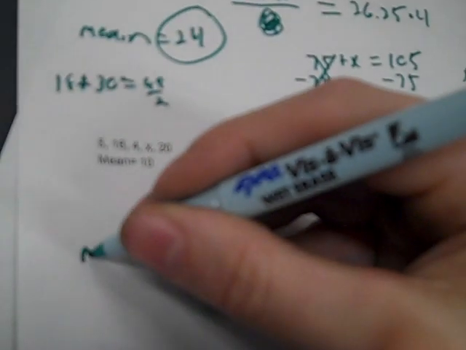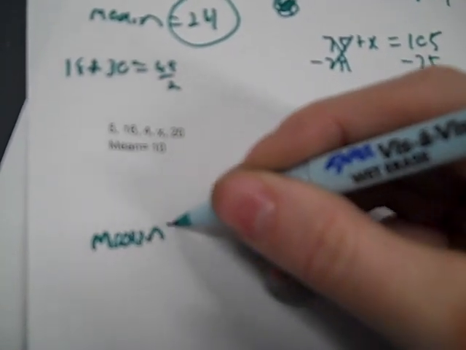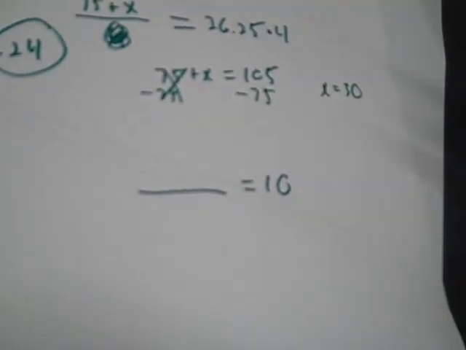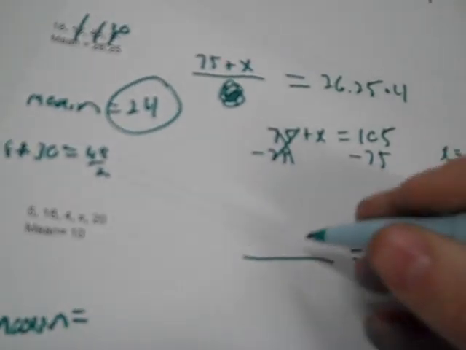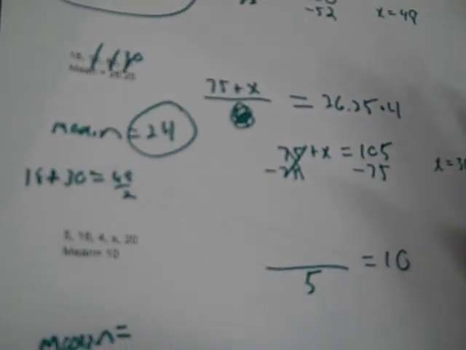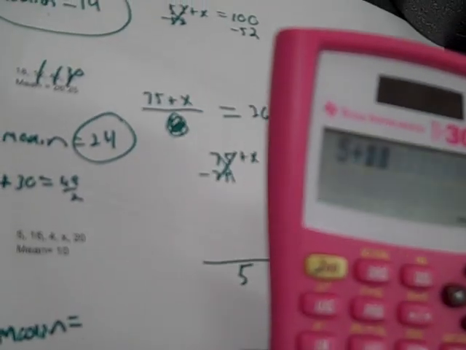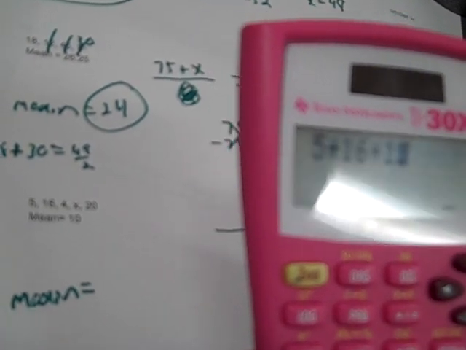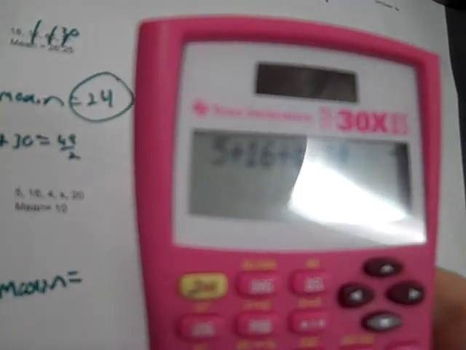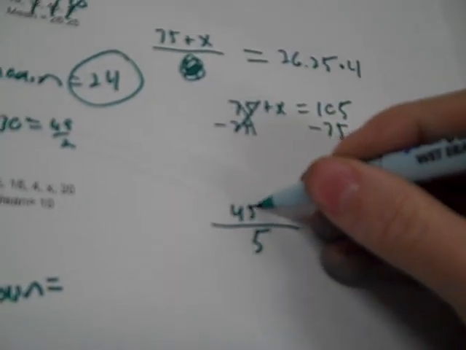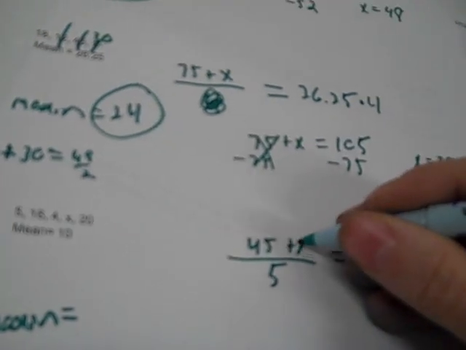Well, you can write an equation based off the mean. Okay, so we're equal to 10. Now you get to a mean by dividing by how many numbers there are, 5. Okay, now add up the numbers you know. You would add 5 plus 16 plus 4 plus 20. So that's 45. Plus the number I don't know, x.